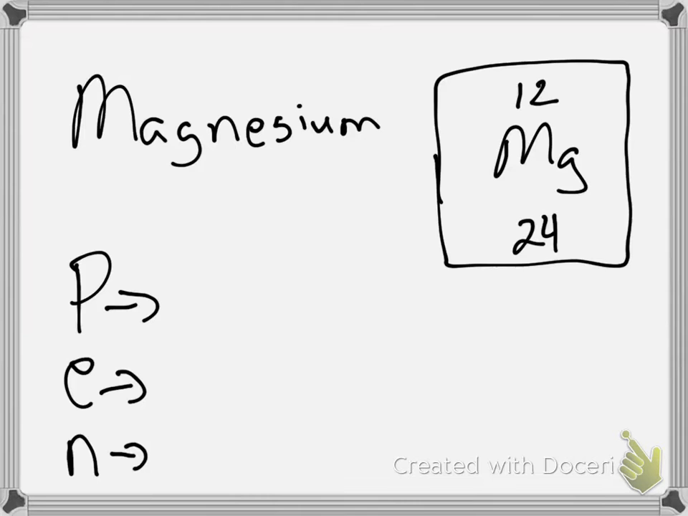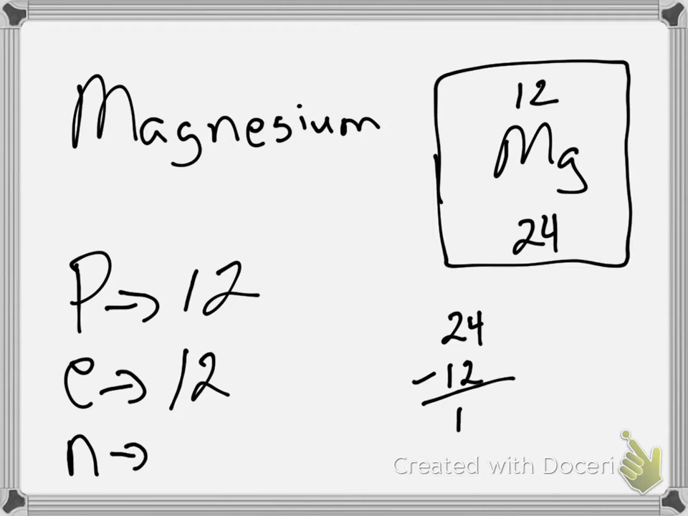Let's start with magnesium first of all. Magnesium, as you look at it, you already know it has 12 protons because of the atomic number, and it also has 12 electrons. Because this is a normal atom, the protons and the electrons are going to match each other. And then when I figure out the number of neutrons, I'm going to take the atomic mass minus the atomic number and that gives me 12 neutrons there.